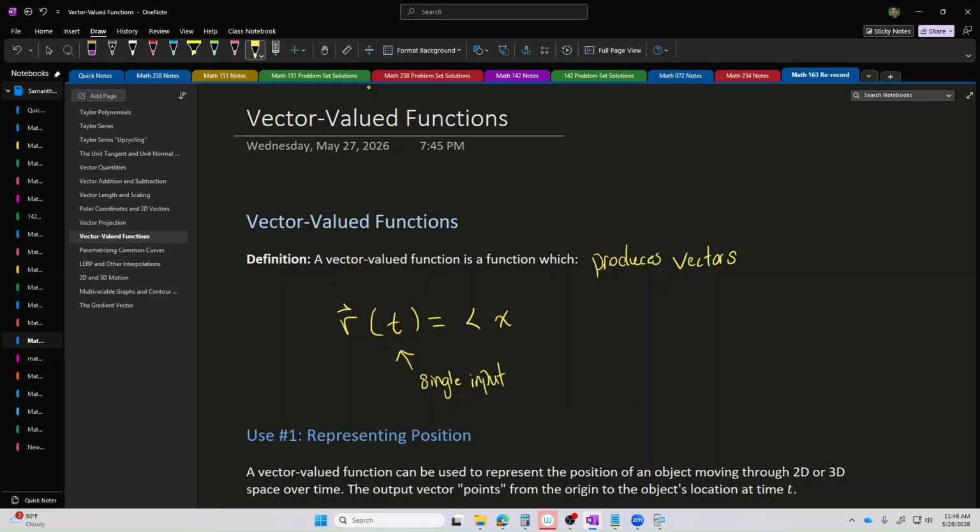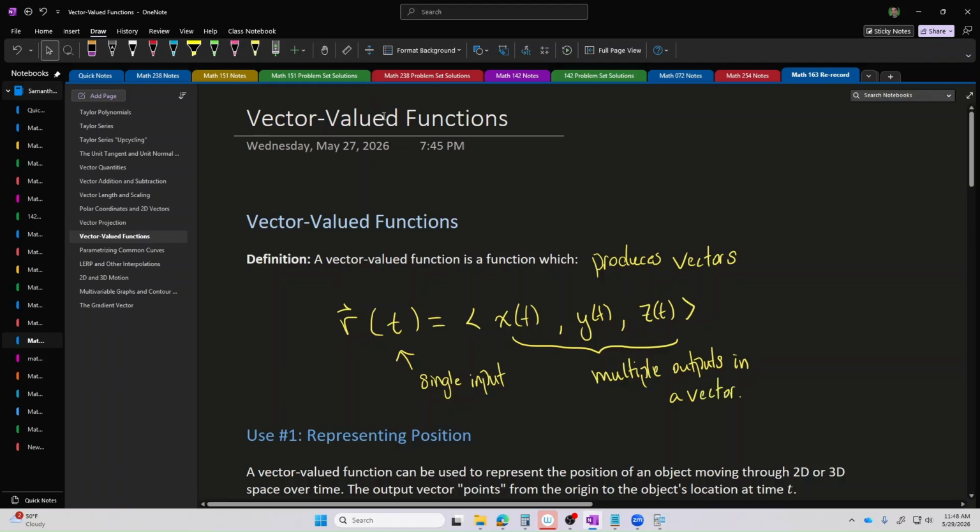A vector that might have a form like x as a function of t, y as a function of t, and maybe if you're in three-dimensional space, also z as a function of t. So you have a list of multiple outputs in a vector. This is a vector-valued function.